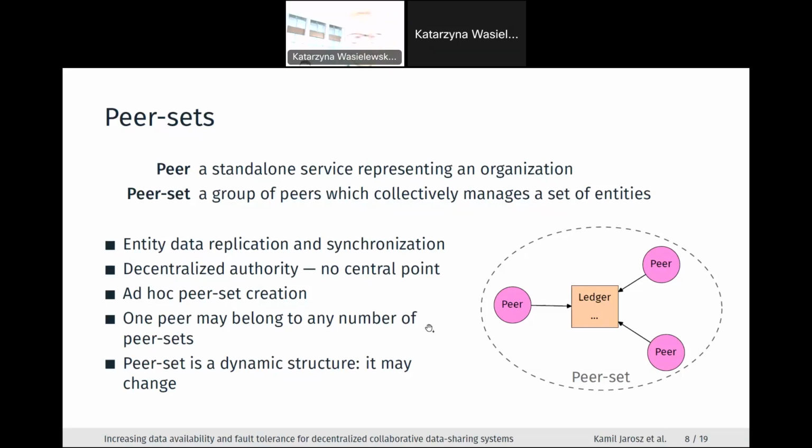The idea of the peer set is to be lightweight and possible to create ad hoc when we need it. So it's not a configuration thing that admins do in a system. A user, when he needs a peer set, should be able to create it of any number of peers. One peer might belong to any number of peer sets, and an important thing is that the peer set is a dynamic structure. So, for instance, in order to allow migrations, we have to allow the peer set to change. At any point in time, any peer might leave the peer set, or a new peer might join the peer set.